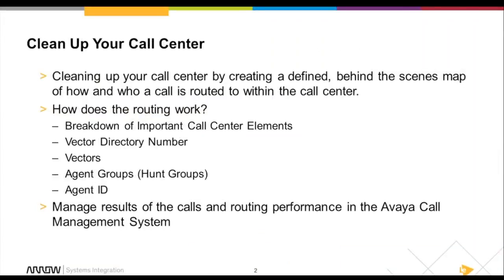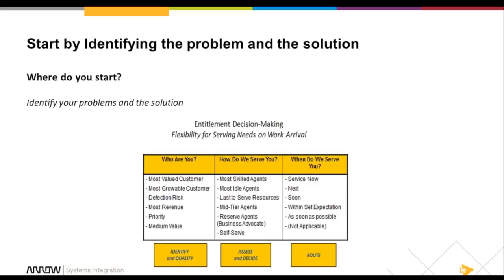There we go. Okay, so let's talk about cleaning up the call center. What is the avenue that we will do this? We're going to talk about the routing. What are the elements? Even though the Avaya Red has many features, I'm going to discuss the 4 main elements, which is the vector directory number, the vectors, the hunt groups, and the agent ID, and then we're going to briefly get into the call management system.